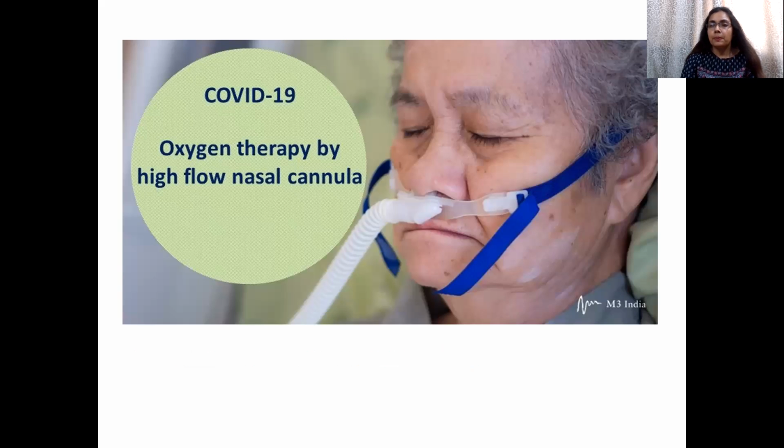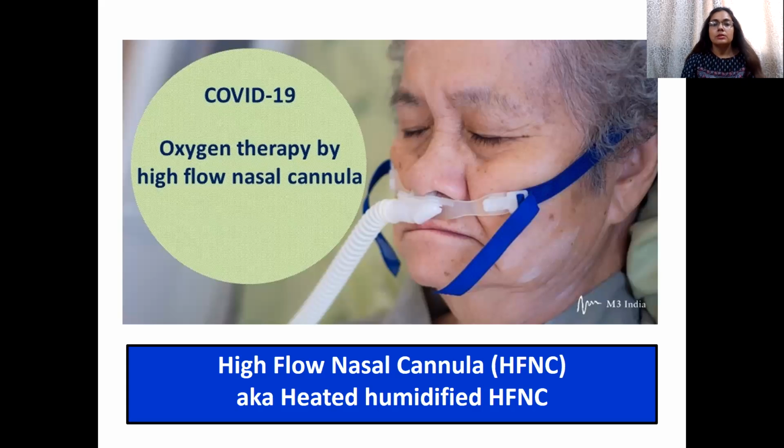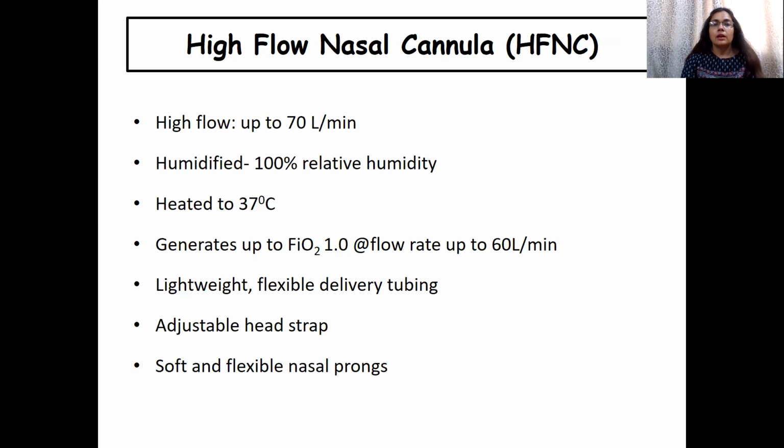If you want to deliver oxygen at even higher FiO2s, that is up to 1, then you can use a high flow nasal cannula. So this device requires flows of oxygen as high as up to 70 liters per minute, and the oxygen is humidified and heated to a temperature of 37 degrees centigrade before delivery to the patient, and the flow rates used are between 60 and 70 liters per minute.